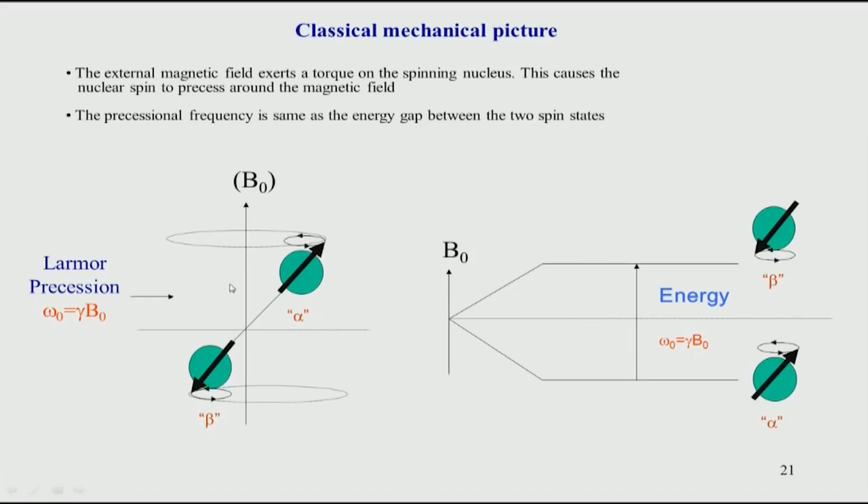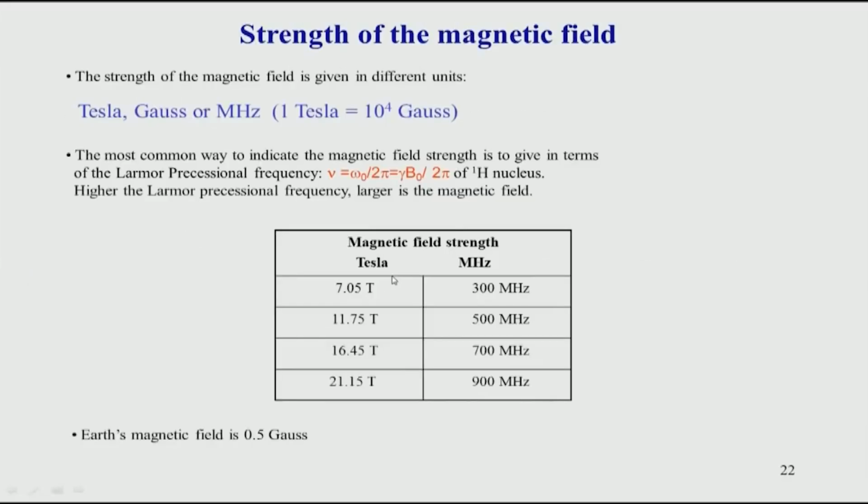Many times we will be using this classical picture model, the picture you are seeing here on the screen, to explain many of the NMR phenomena. But remember the main thing is also what can be explained based on this picture. So we will be going back and forth between these two pictures depending on the requirement. Now let us look at the classical picture in a little more detail.